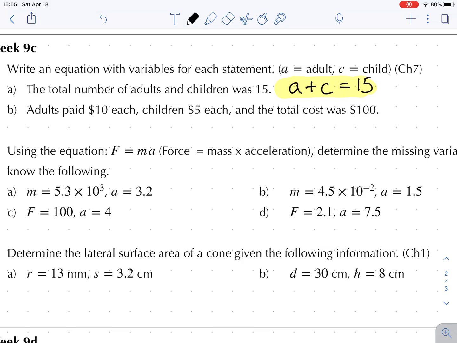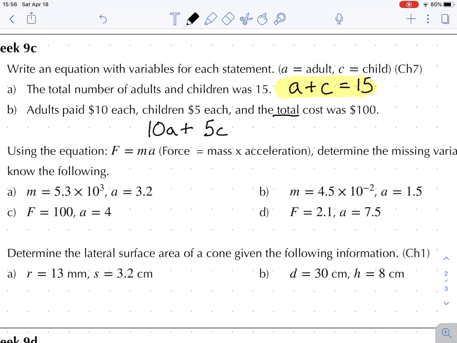Now, each adult paid $10. So we take the number of adults and we multiply it by 10. If we have 5 adults, it's $50. If we have 15 adults, it's $150. And children paid $5 each. So if there's 2 children, it's $10. 5 times 2 is 10.